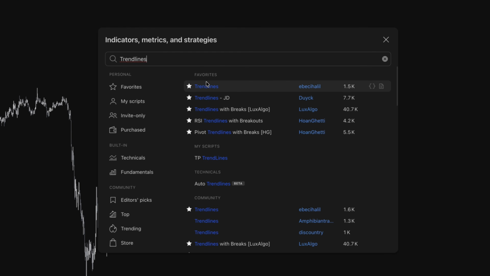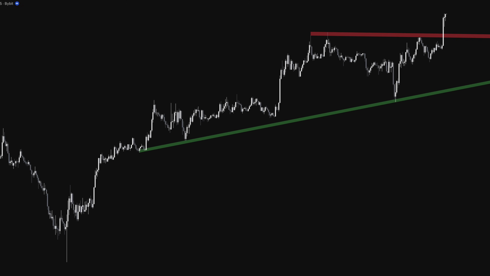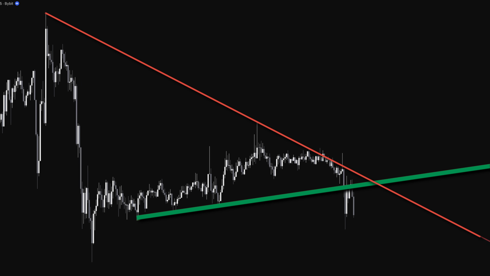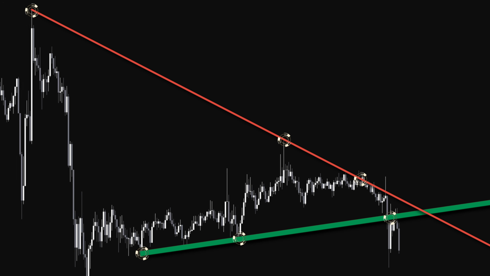Trendlines. Created by Ebesi Halil, this indicator automates trendline detection through systematic pivot analysis. The system scans historical price action for pivot highs and lows using adjustable strength parameters ranging from 5 to 15, then identifies support and resistance lines by connecting pivots that align within a fixed ATR-based tolerance zone.